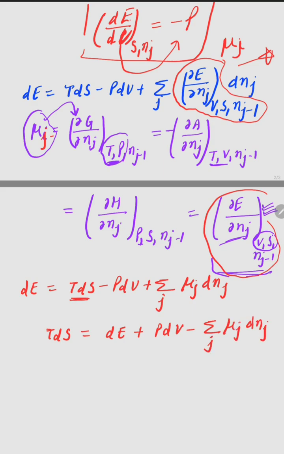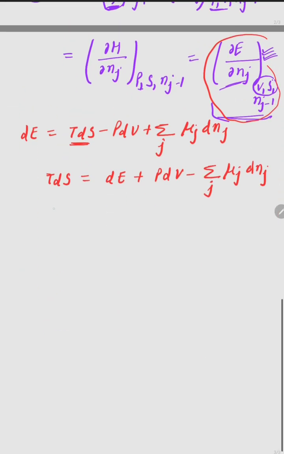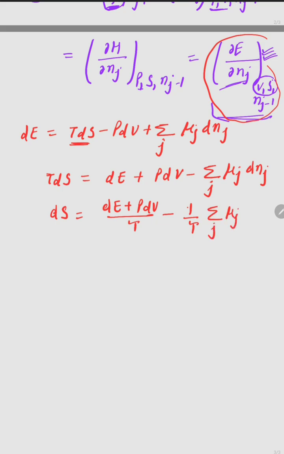So now from here, find out the value of dS. dS is equal to dE plus PdV divided by T, minus 1 divided by T summation over j of mu j into dNj. Now dS is the total entropy of the system.